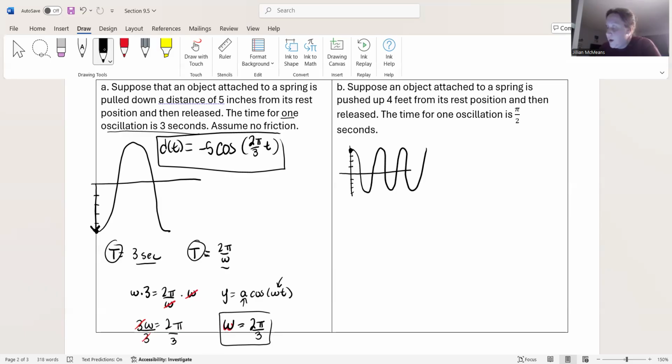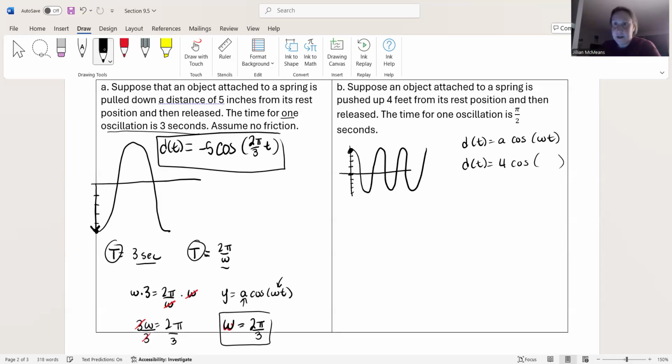Okay, well, we know we have to be of the form d of t equals a times either sine or cosine. In this case, since we are not starting at rest, we definitely want to use a cosine function. And then we're going to have cosine of omega t. So we have to figure out what A is, and we have to figure out what omega is, okay? Well, from rest, we had some object and we pulled it up +4 units. So that tells me that A is going to be +4.